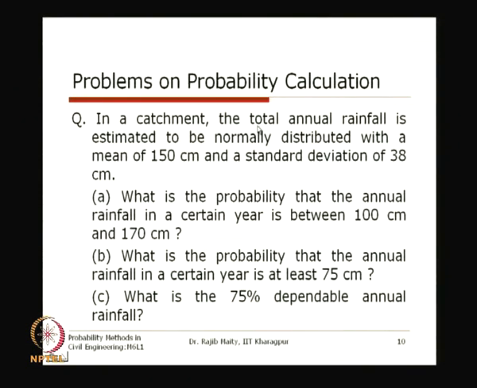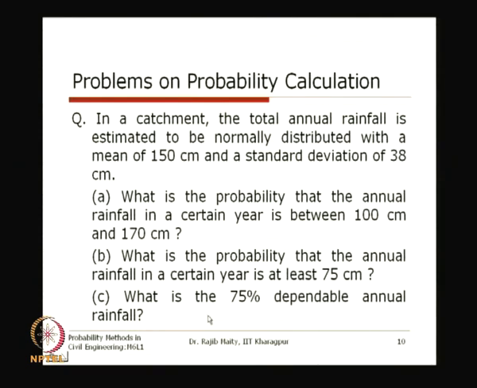So in a catchment, the total annual rainfall is estimated to be normally distributed with a mean of 150 centimeter and a standard deviation of 38 centimeter. What is the probability that the annual rainfall in a certain year is between 100 centimeter and 170 centimeter? Second, what is the probability that the annual rainfall in a certain year is at least 75 centimeter? And the third is, what is the 75% dependable annual rainfall?